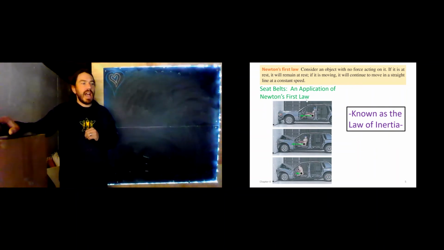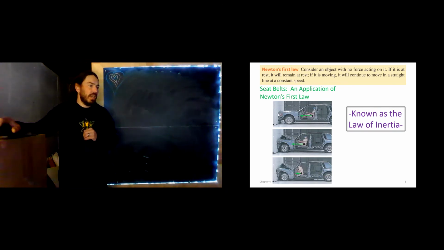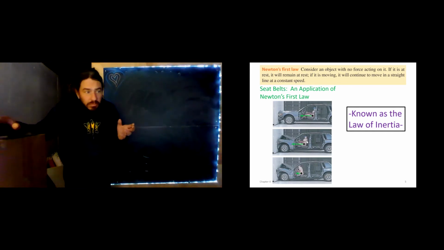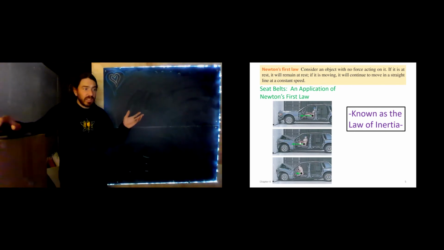So here is an application of Newton's first law. We see this is a car and a crash test dummy. And so we see here the car runs into the wall. And what happens to the crash test dummy? This dummy just keeps moving, doesn't he? So here's a velocity vector for this crash test dummy. And this velocity vector doesn't change until down here, when the dummy runs into the steering wheel, right?